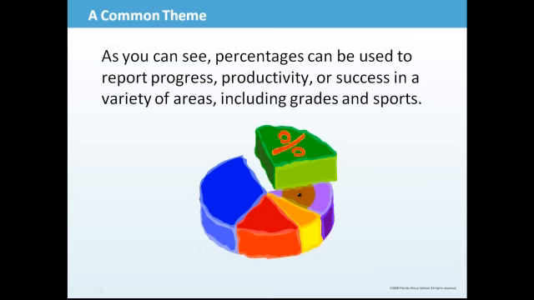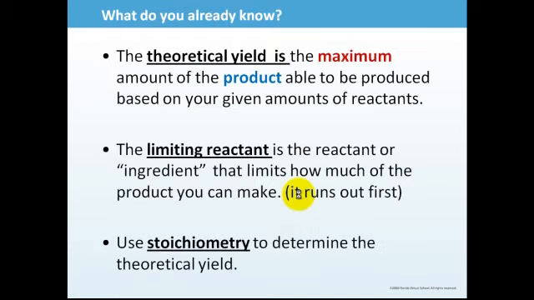Well, chemists, just like other folks, like to use percentages. The reason we use percent yield is that it helps us determine how well we're doing that particular reaction. Now, some quick refreshers on what you've already learned. In 4.6 through 4.7, we learned theoretical yield, limiting reactant, and stoichiometry. The theoretical yield is the maximum amount of product that you can produce with the given amount of reactants that you have.